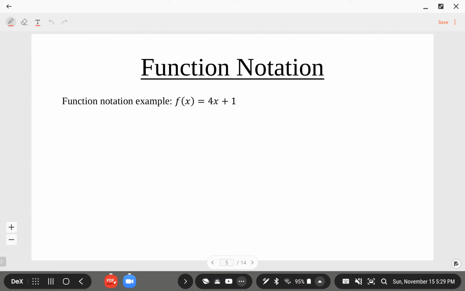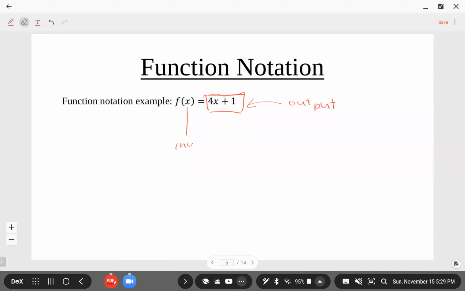So lastly we'll review function notation. So what is function notation? It's basically, okay, it shows the relationship between the input and the output. So here we have an example. This example, this will be the output, and x here will be the input.